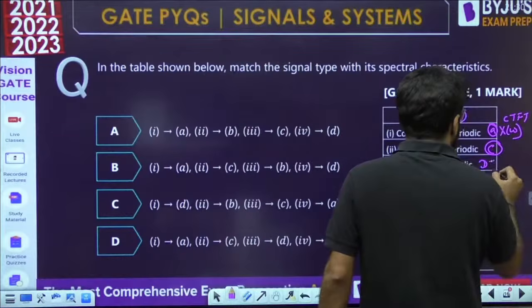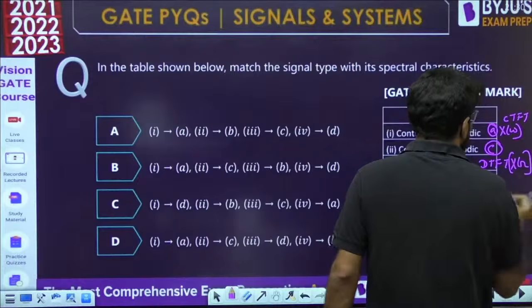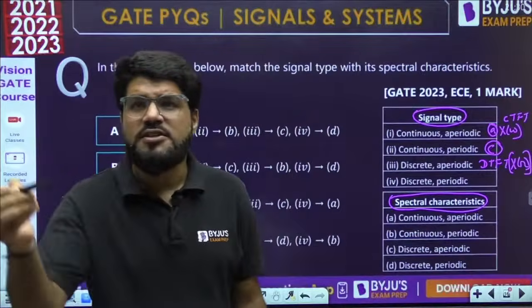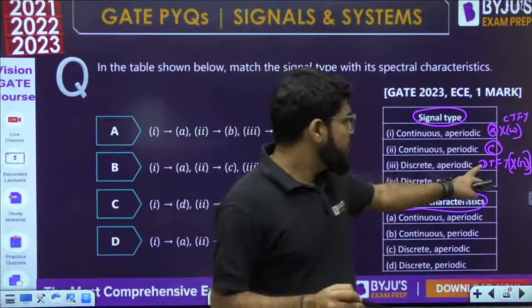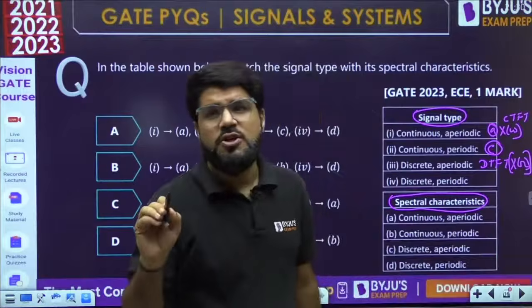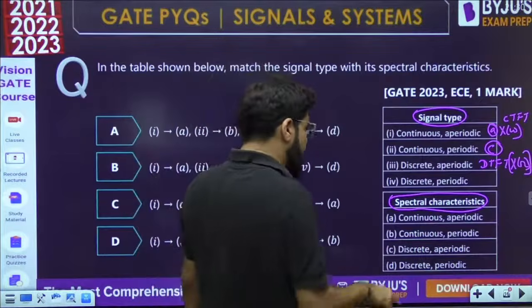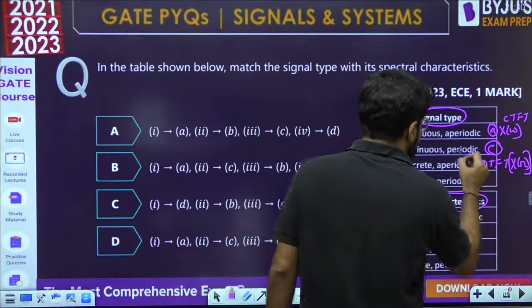Here you calculate the DTFT, represented as X omega. X omega is a continuous function of frequency. That is why we discretize and calculate the DFT. But actually, the DTFT is a continuous function of omega, but it is always periodic, with the period 2 pi. So it is continuous and periodic. इस पे B match होगा.